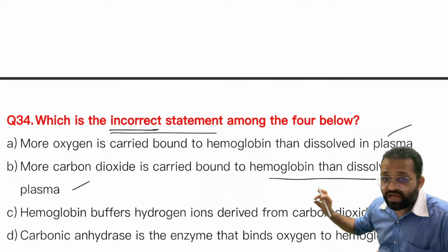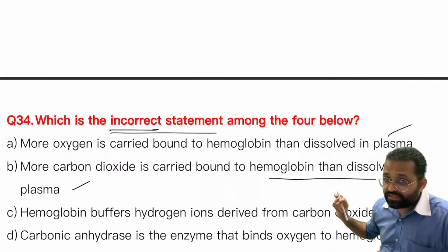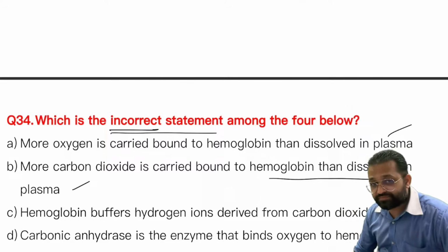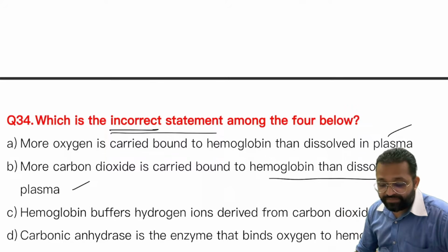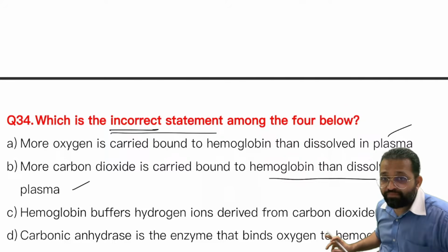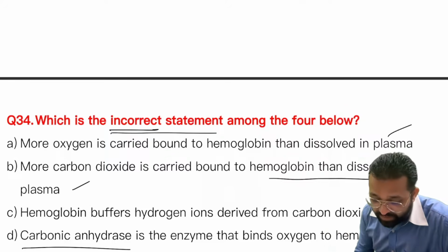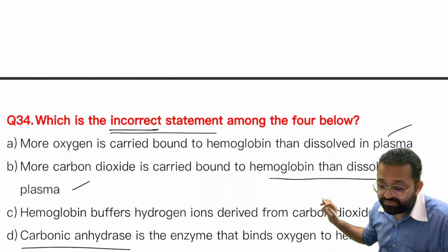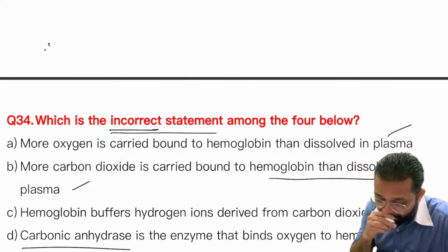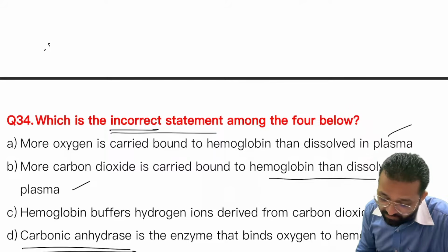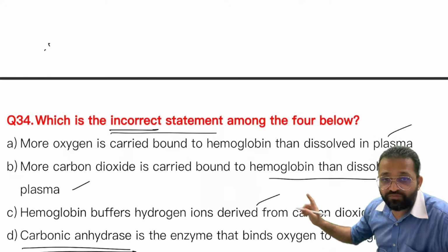Hemoglobin buffers hydrogen ions derived from the carbon dioxide. Okay, and carbonic anhydrase is the enzyme that binds oxygen to the hemoglobin. Yes, this says carbonic anhydrase is binding the oxygen to the hemoglobin. This is a false statement. The buffer statement is also right.